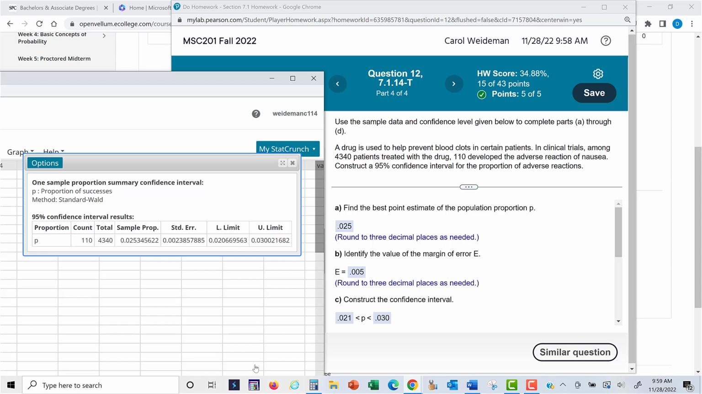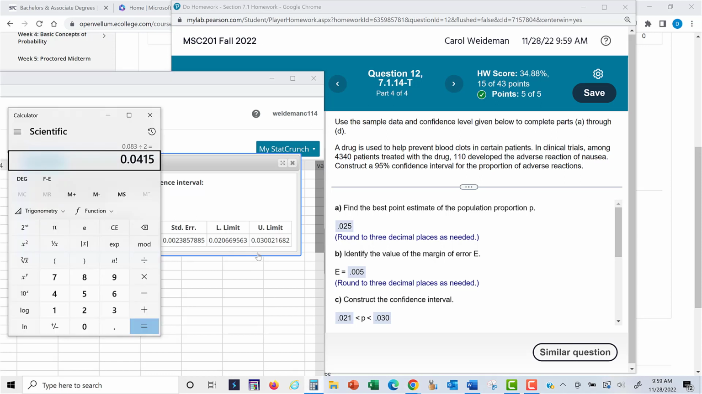Okay, so again, StatCrunch did the calculation for the sample proportion, and that simply is 110 divided by 4340. And so I put that in here, 0.025. Again, the margin of error, if I take my calculator, and I'm going to take the upper bound, which is here 0.030, and I'm going to subtract the lower bound of the confidence interval, which is 0.021, and I'm going to divide by 2. And so I get 0.005 when I rounded off to 3 decimals. And then down here, I entered in the lower bound and upper bound of the confidence interval directly from the output.